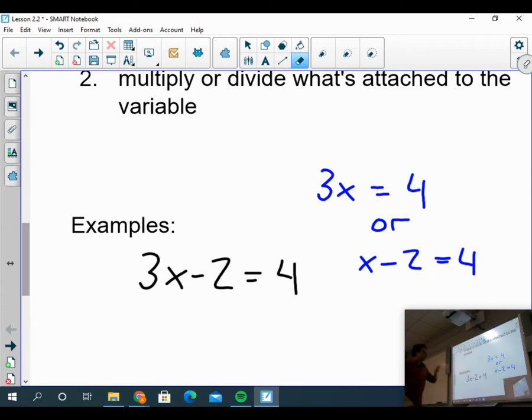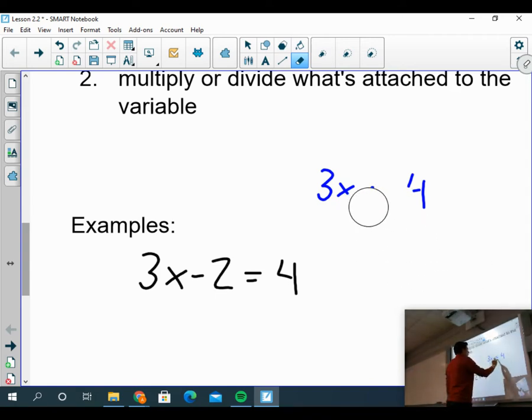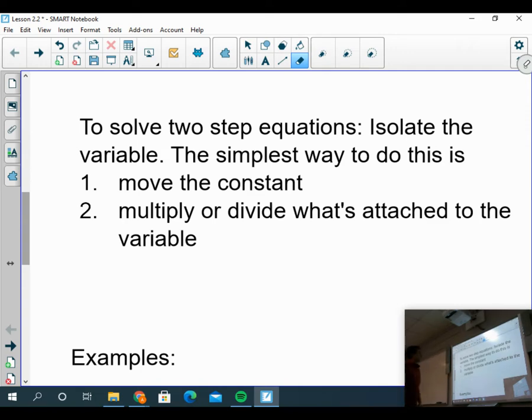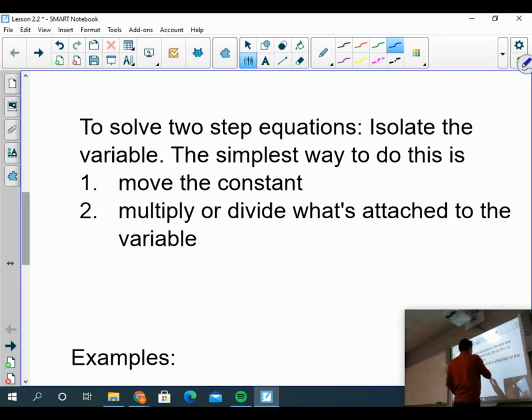And the natural question that goes through the brain is, well, if I have both of these situations happening, which one do I do first? What do I do here? Well, we're going to learn how to solve that. So the two steps you want to follow, in the simplest way to get the variable by itself, again, there are multiple ways to do it, is to move the constant first. We'll talk about what that means. And then multiply or divide what's attached to the variable. And what's attached directly to the variable by multiplication, is known as the coefficient.